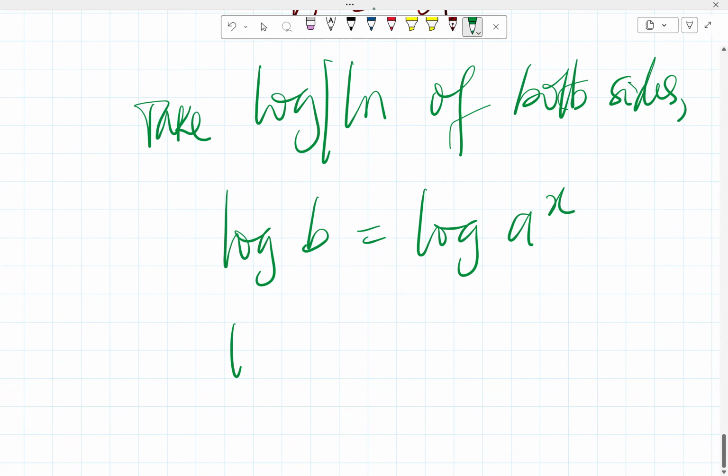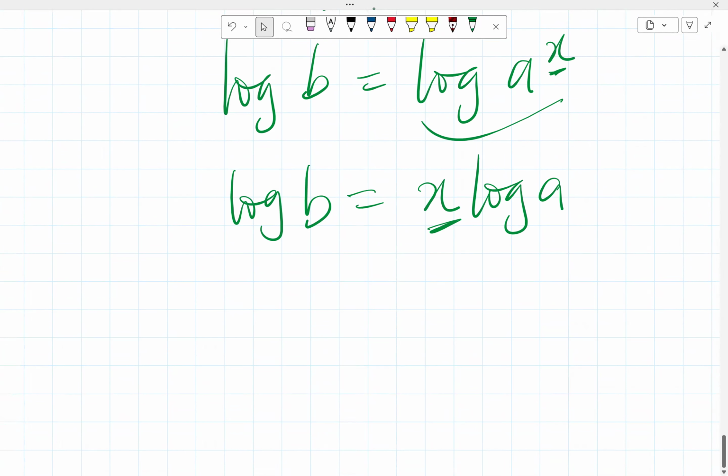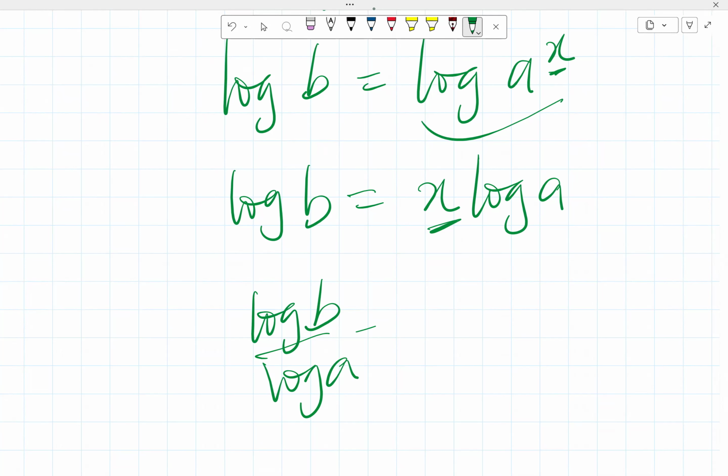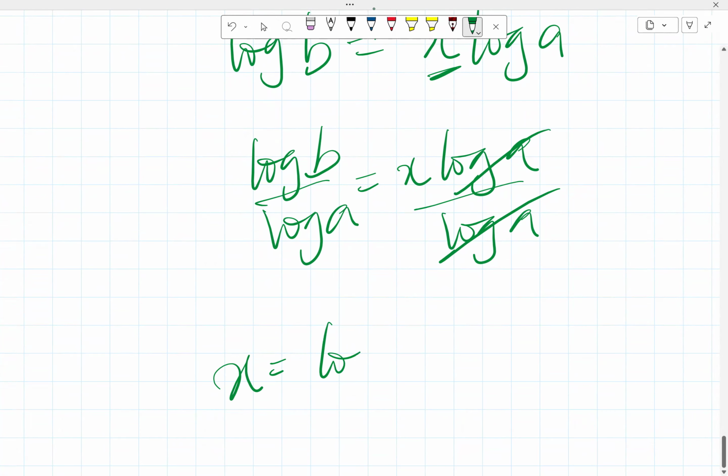So we then have log b. From power law, this actually becomes x, the power here becomes multiplier. So we have x log a. And since we are looking for x, we can then divide through by log a. So we have log b all over log a equals x log a all over log a. So this cancels out, and that tells us that x is equal to log b all over log a.